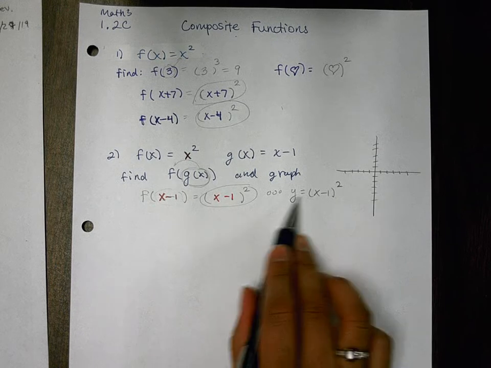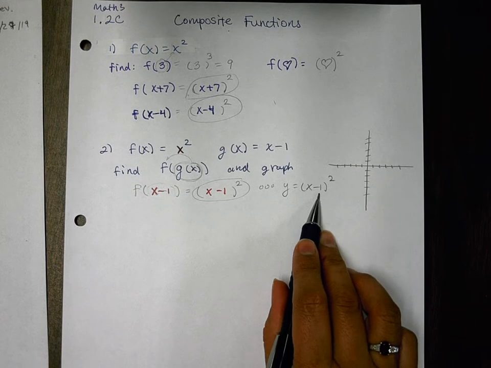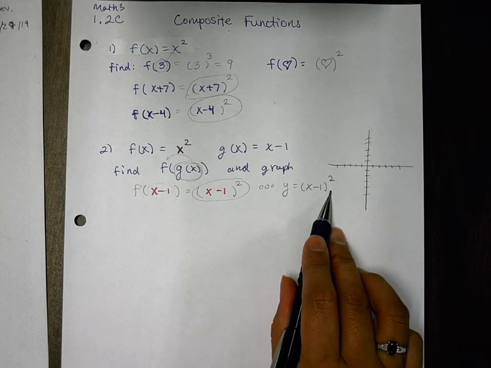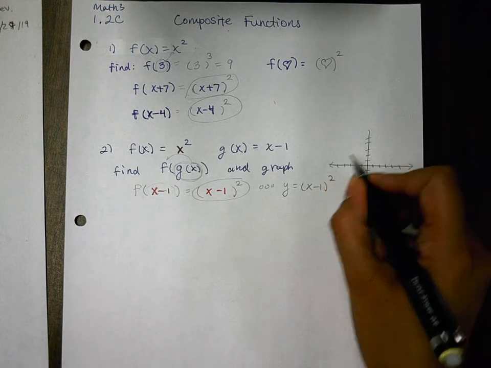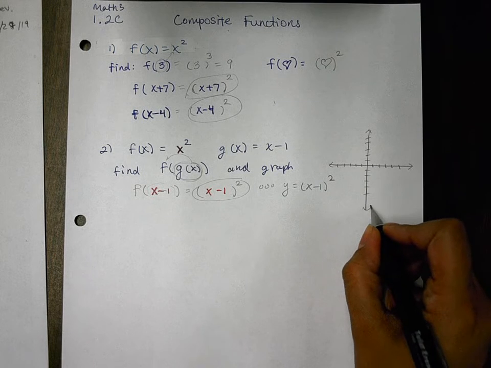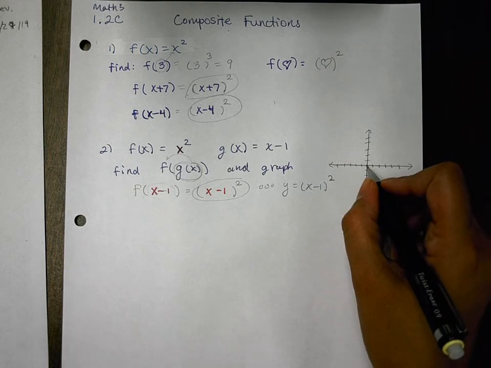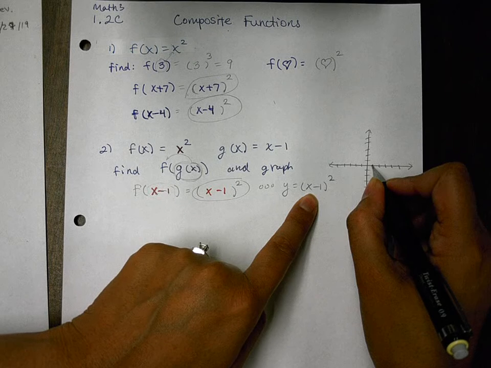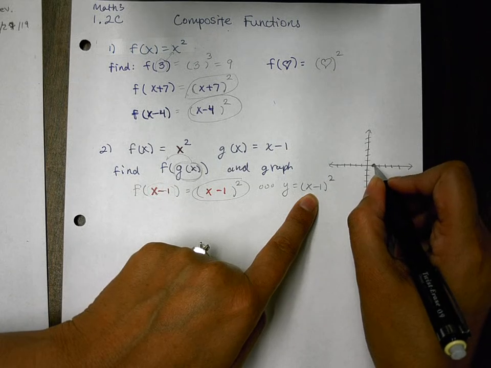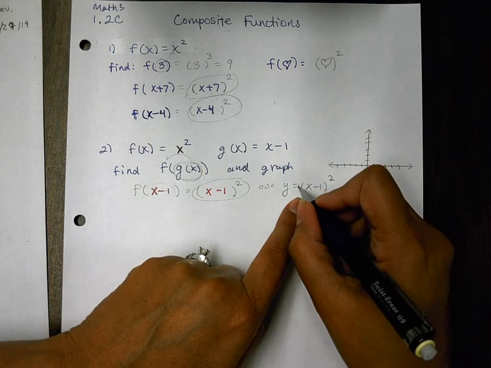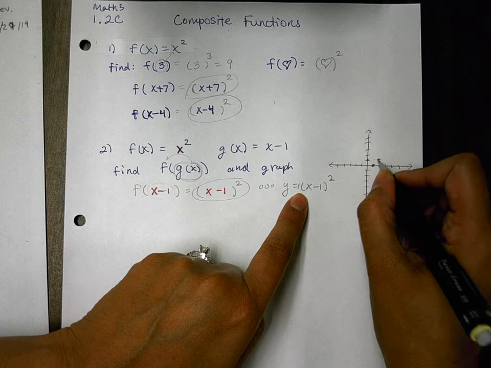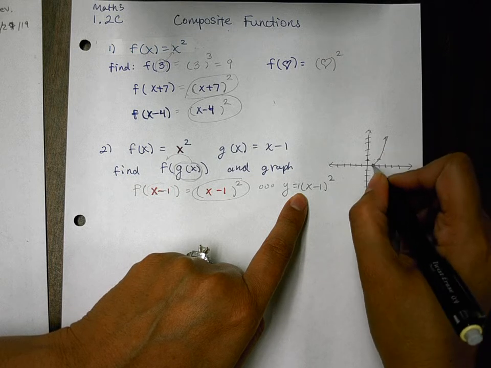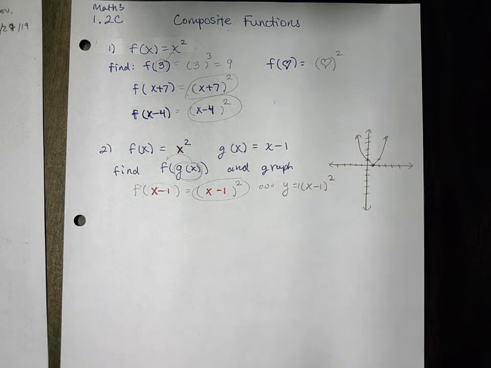According to this, it's right 1, and it's not up or down because there is no plus on the outside. So from 0, 0, because it's a parabola, and parabolas or quadratics start from the origin, I move right 1 and don't go up or down, so I put a dot. Then my a value, not my slope, is 1, so I go up 1 over 1, up 1 over 1, and make my U shape.